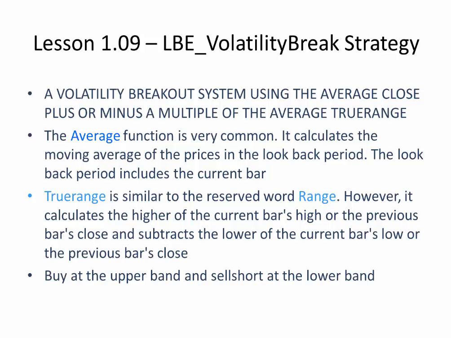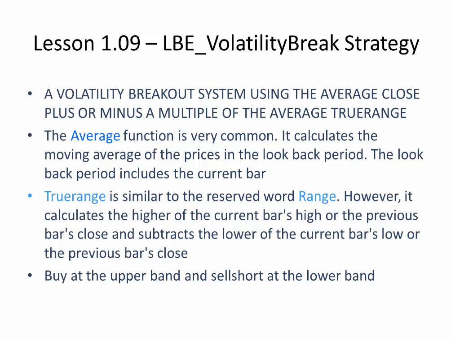True range is similar to the word range, which is the high minus the low. However, it calculates the higher of the current bar's high or the previous bar's close and subtracts the lower of the current bar's low or the previous bar's close. In other words, it includes the gap from the prior bar close if there is any.